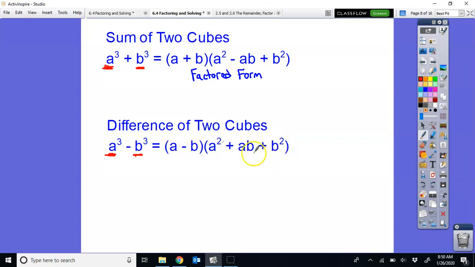Again, the pattern's the same for both of them. So what I told you to do is not really think about A's and B's, but think about how you can just remember to subtract them, square the first one, multiply them together, square the second one. And then just switch up your signs if it's a sum of two cubes.